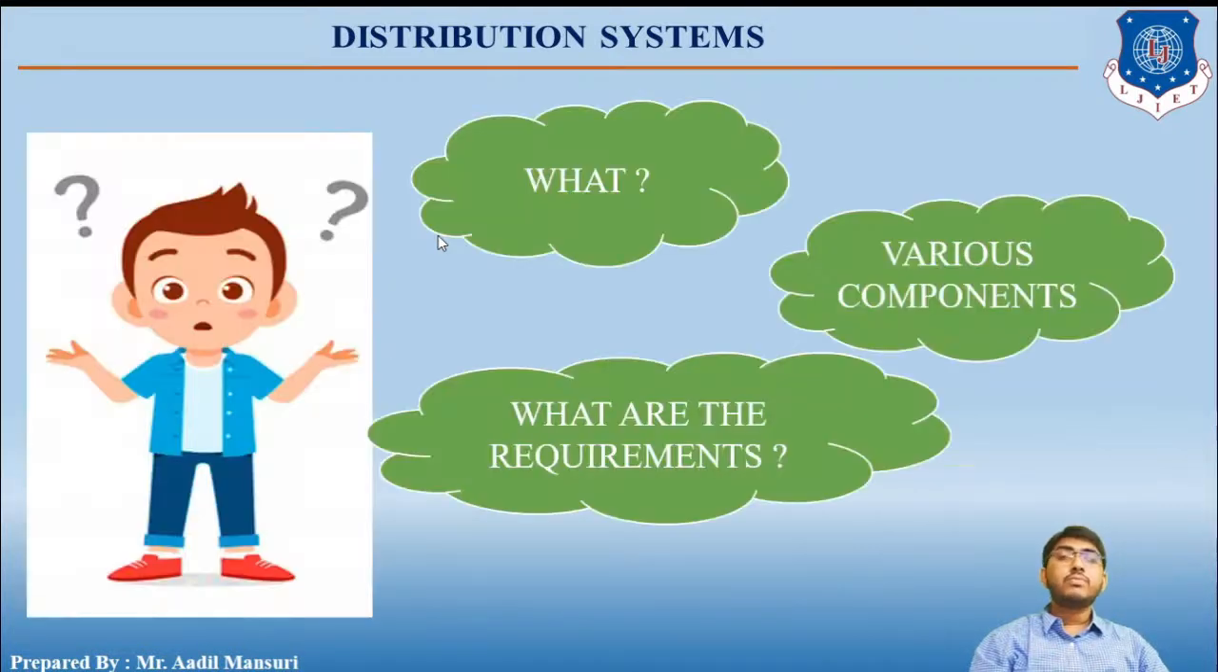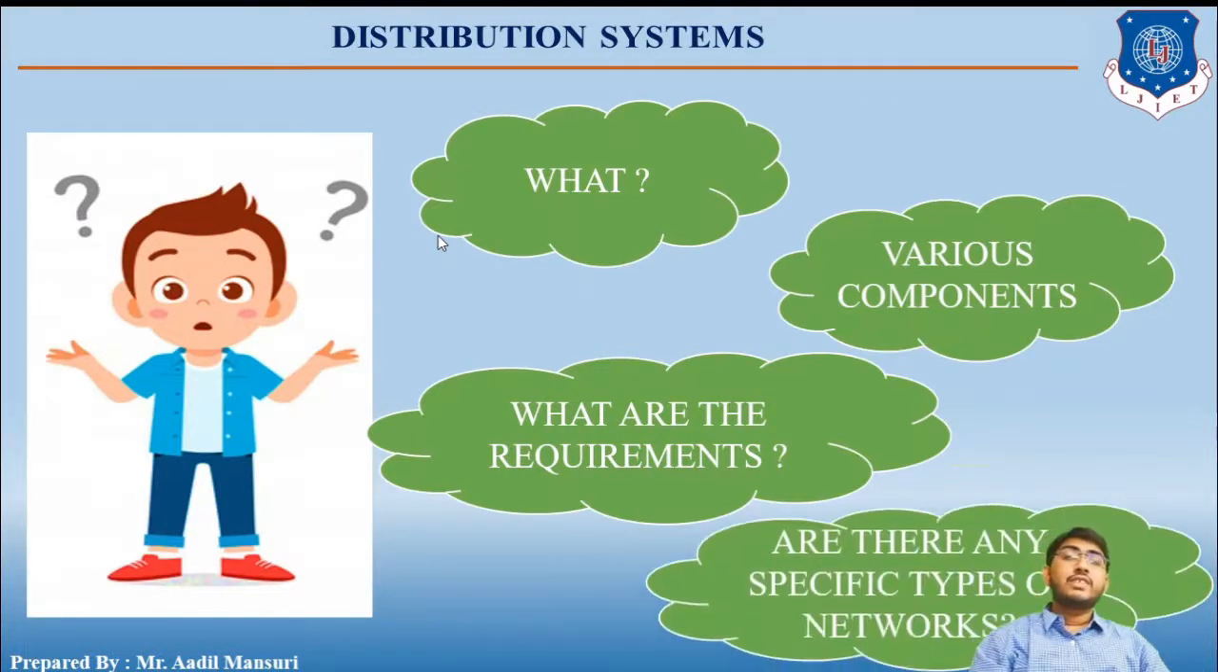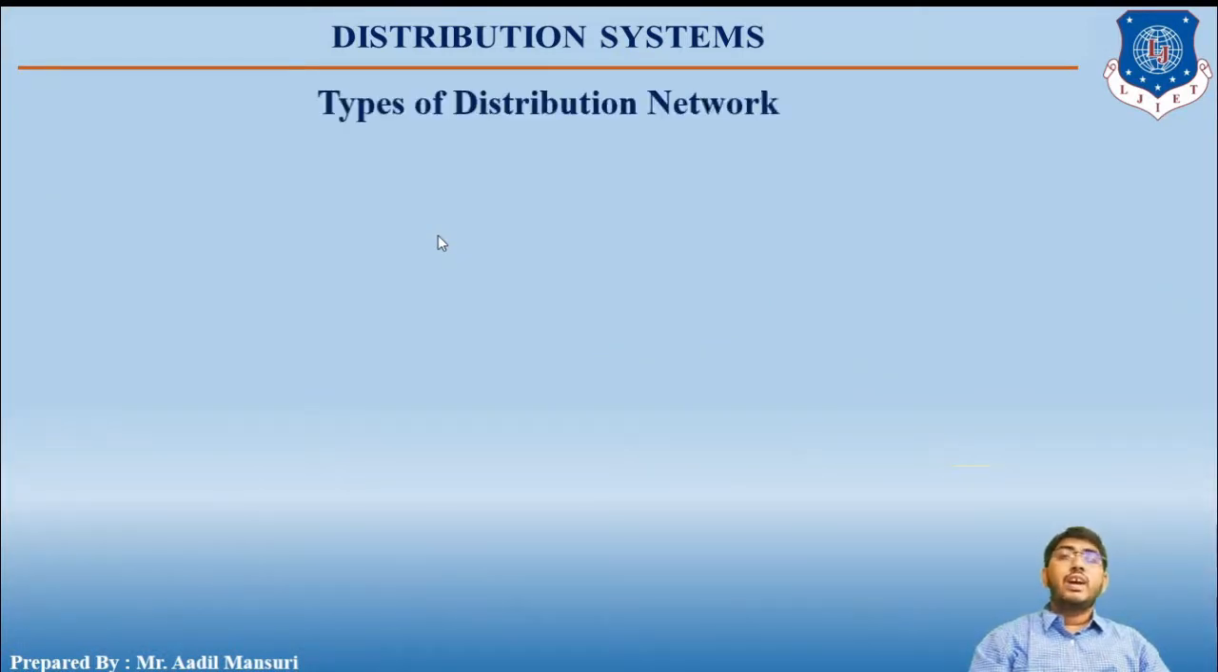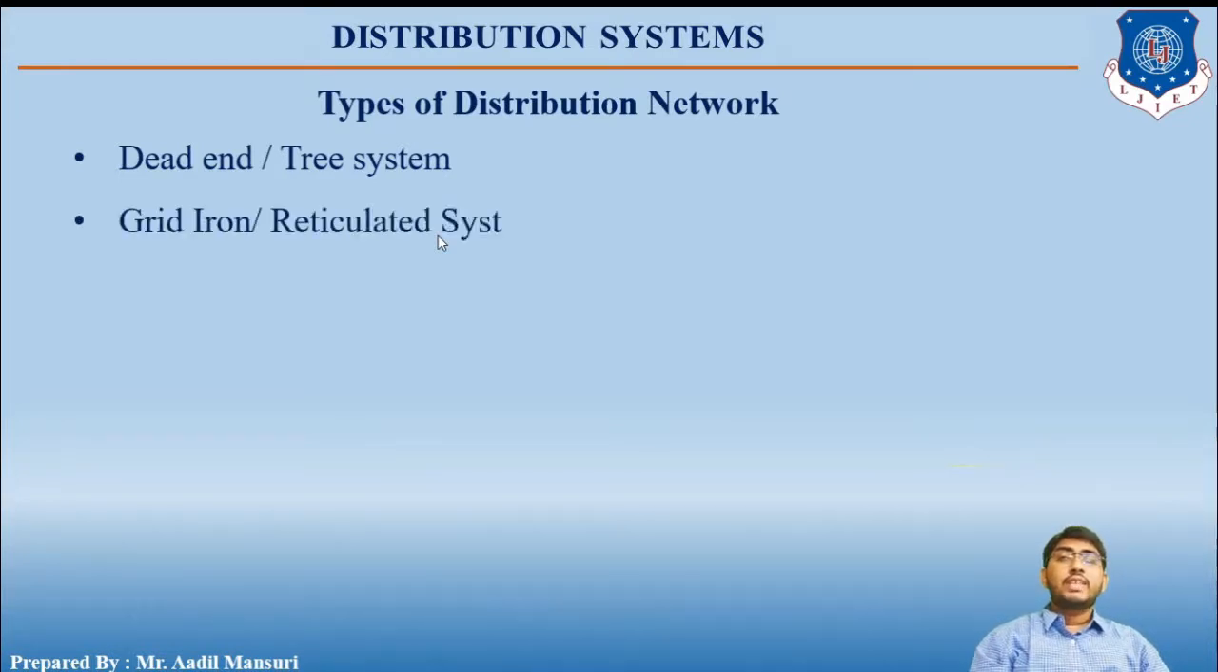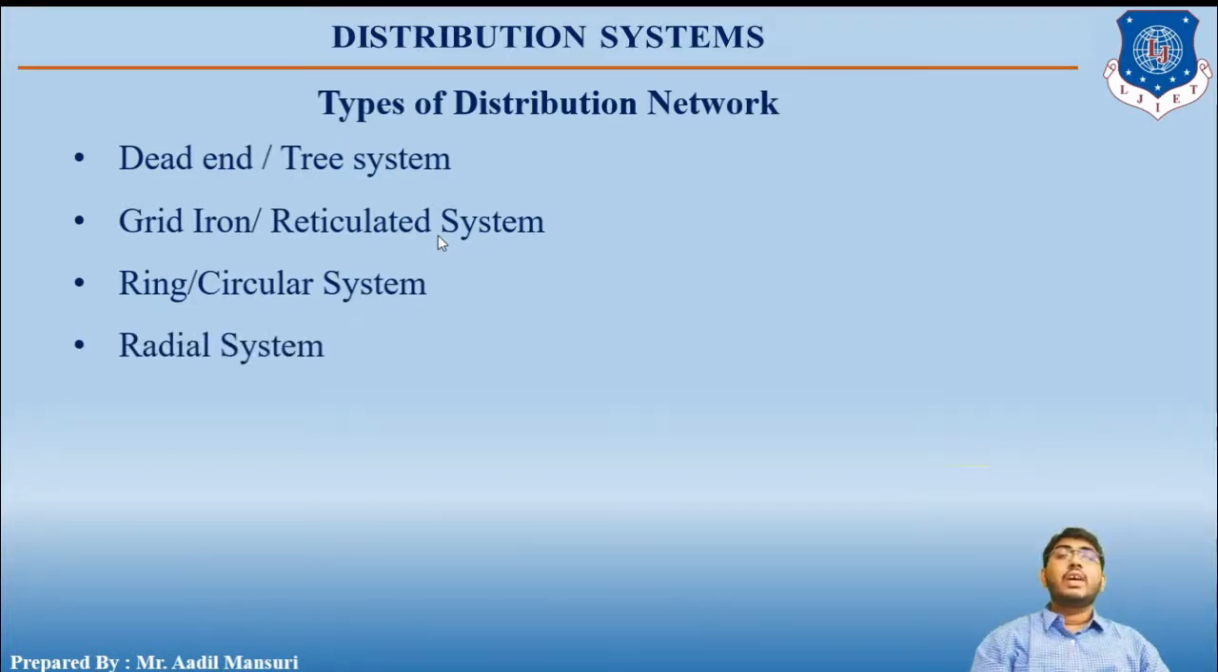Okay, now the next question that might arise in your mind is, are there any specific types of networks? So the answer is yes, there are different types of distribution network. Let us have a look at it one by one. The first one is known as the dead end or the tree system. Second one is known as grid iron or reticulated system. The third one is known as ring or circular system, and the last one is known as the radial system. So these are the four different types of distribution network.